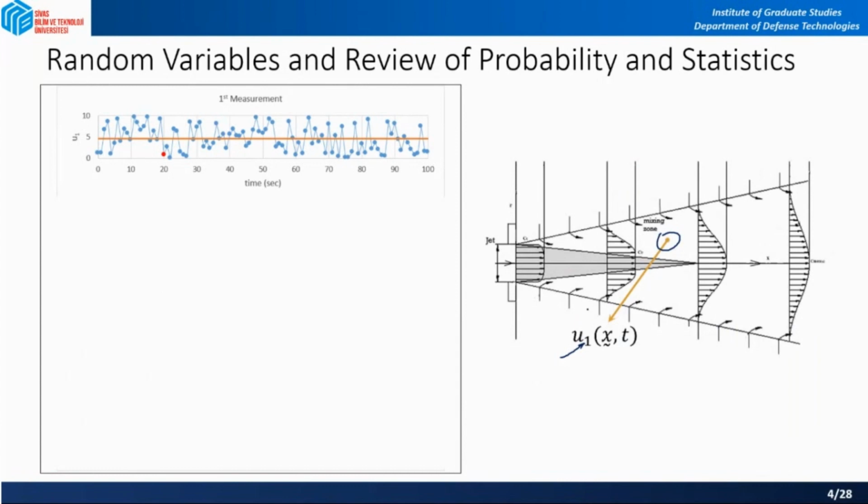When you plot the variation of velocity, this is the plot of variation of velocity u1 with respect to time. So this is the time in seconds, for example. In here you have a time. Let's say you're recording for 100 seconds. So when you plot it, it could look like this measurement, something like this, that I called first measurement.